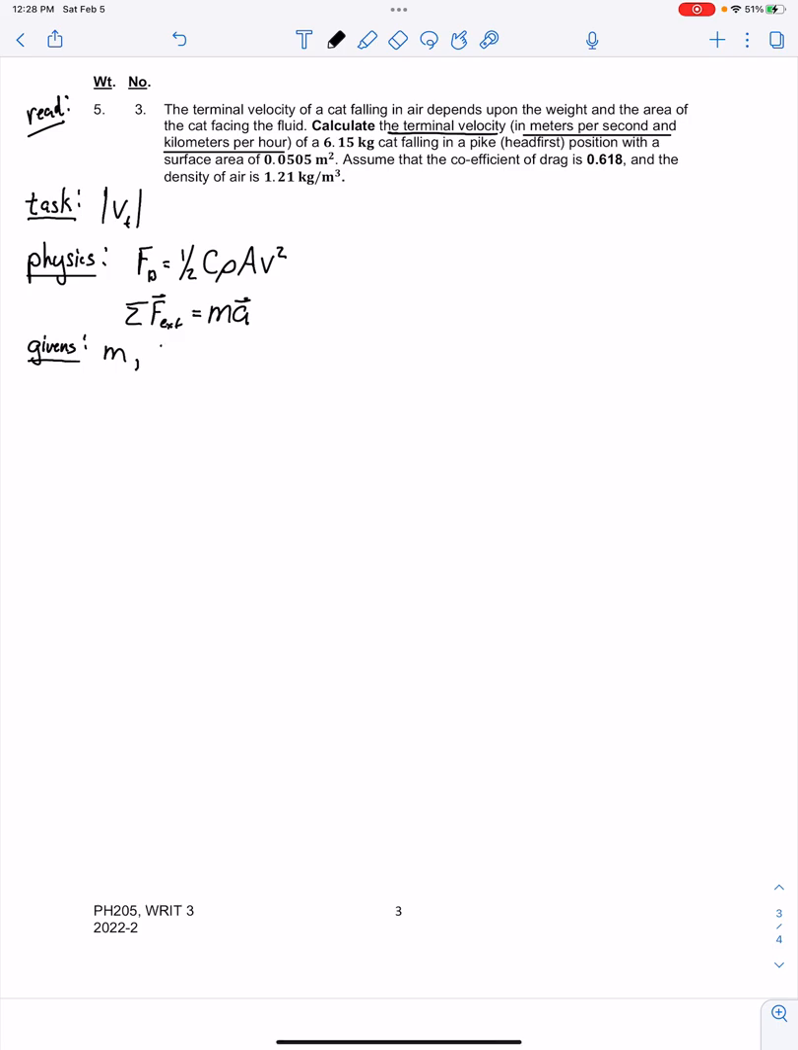We're given c. We're given our density of air, which is rho, and we're given the cross-sectional area of our cat, A. So those are all the things we're given, and this is happening near the surface of the Earth, so the force of gravity will cause an acceleration due to gravity near the surface of the Earth, which is g. All right, good. So those are all our givens.